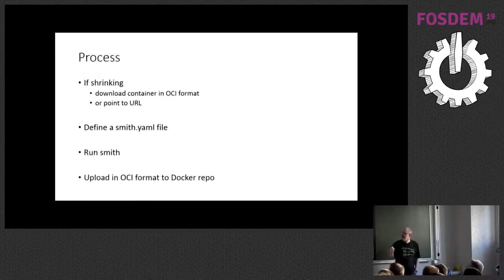If you're shrinking a container, you download your container in OCI format, Open Container Initiative, or point to its URL. And then in both cases, you define a Smith YAML file and run Smith. That gives you an OCI format image, which you then need to load to a Docker repo before Docker can run it, because they don't run OCI format images yet.